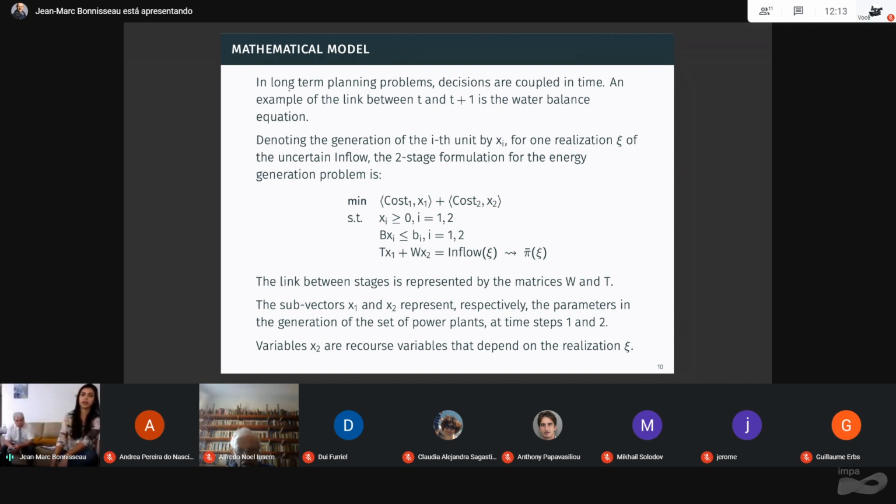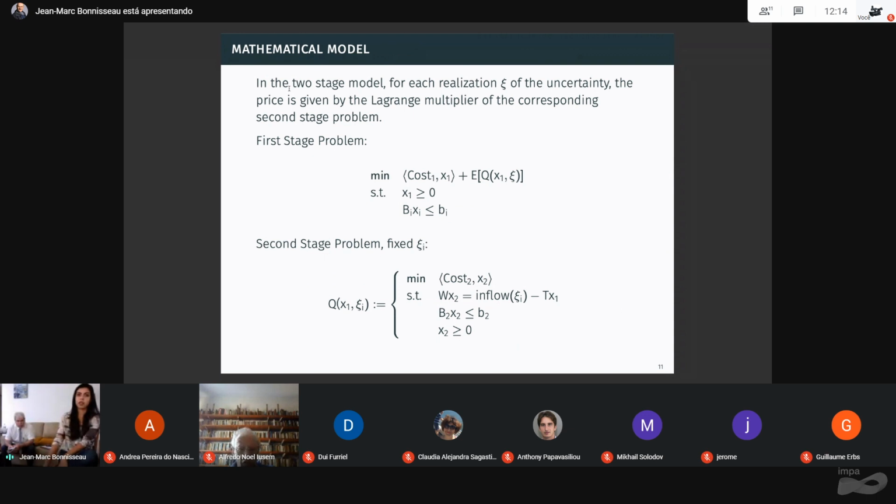All variables are non-negative. We have some equations that here are summarized by Bx less than or equal to b_i, for example, the demand equation or some box constraints such as the capacity. And we have the water balance equation, Tx1 plus Wx2 equals inflow xi, where xi represents the randomness in the problem, which is in the inflows. This equation physically means that we cannot lose water in the system. The level of the reservoir at time t plus 1 is the same as at time t minus what we use to generate electricity and eventually the spillage. Associated to each water balance equation and each xi, we have a Lagrange multiplier pi of xi.